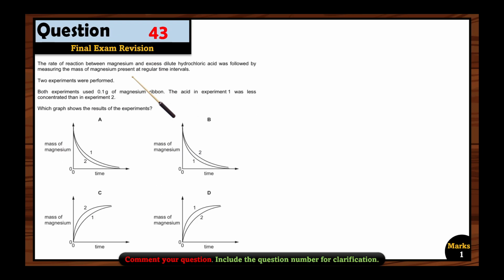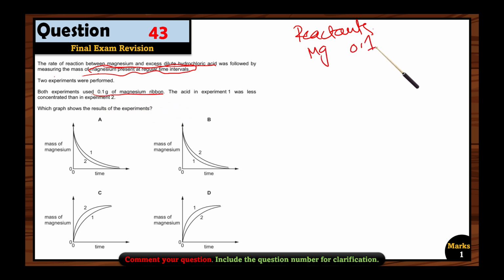Question 43. The rate of the reaction between magnesium and excess dilute HCl was followed by measuring the mass of magnesium present at regular intervals. So it means they are measuring the reactants, right? Okay. Two experiments were performed. Both experiments used 0.1 gram of magnesium ribbon. Okay, it's the same.